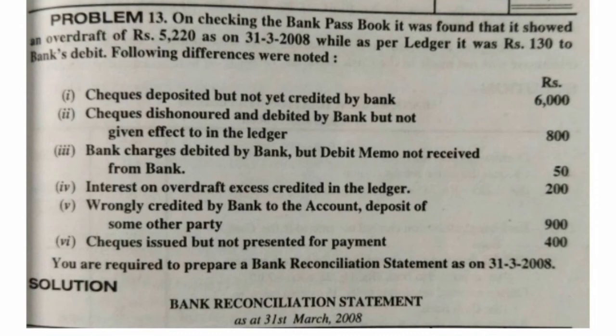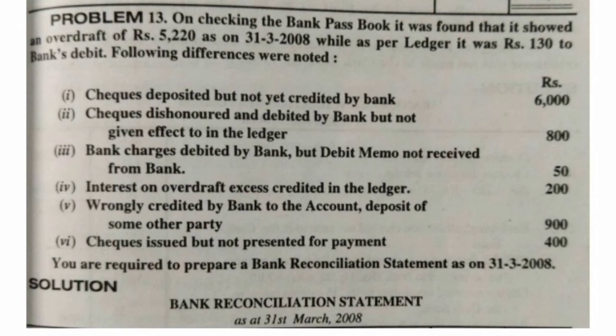Okay. Next one. Checks dishonored and debited by the bank but not given effect to in the ledger. Checks dishonored, debited by the bank. The passbook is getting debited by rupees 800. That is a withdrawal from the passbook. Therefore, the passbook balance is getting decreased by rupees 800. Therefore, it is a decrease in the receipts, and the balance needs to be deducted.